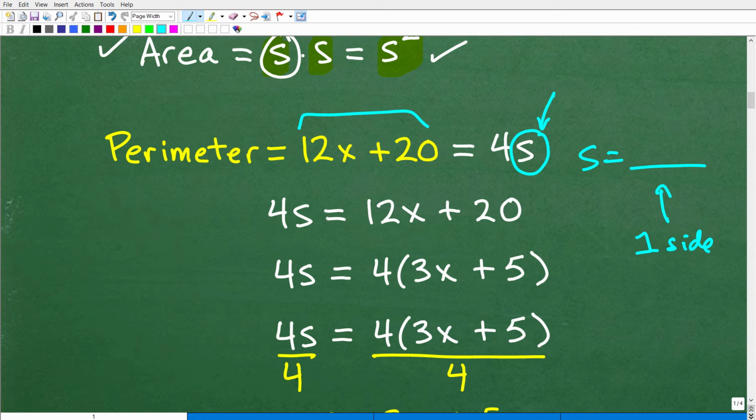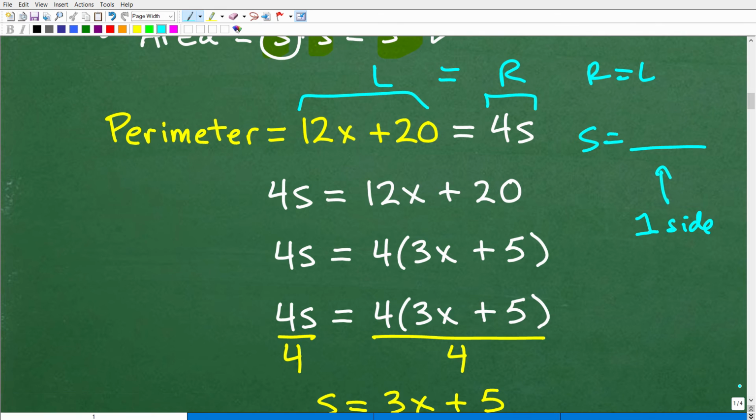So remember, sometimes students get confused about this. Let me just make sure no one's confused. Here I have the left-hand side equal to the right-hand side of the equation. So if this is equal to this, I can write it this way, or I can write the right equal to the left. In other words, I'm going to put the 4s on this side and the 12x plus 20 on the other. That's totally allowed in algebra, so don't let that confuse you.